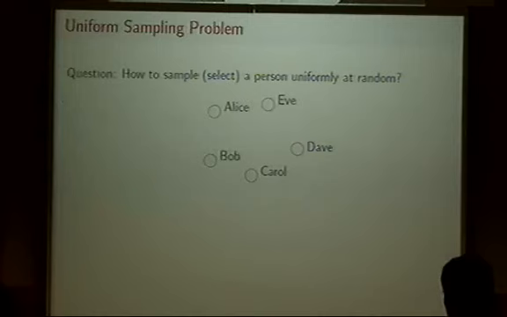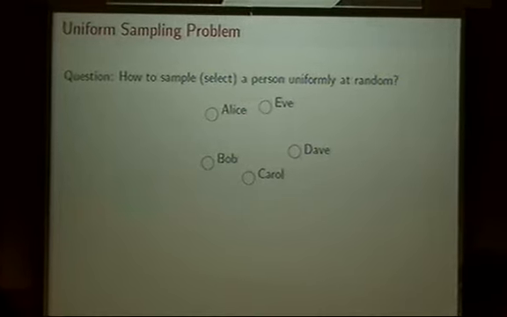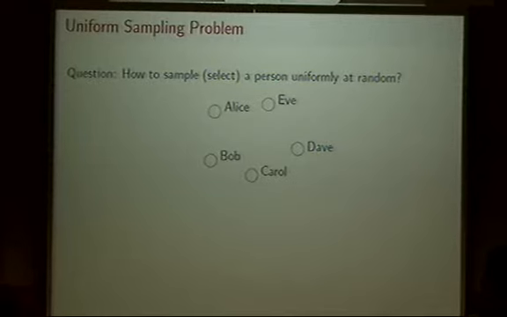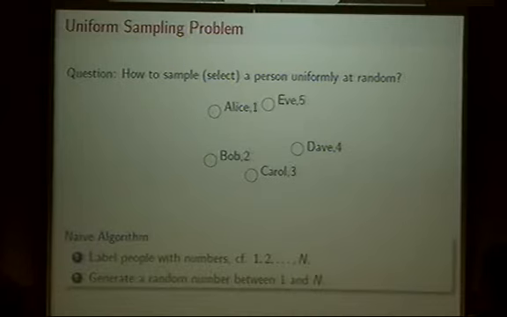I start with very simple sampling question. We have 5 people here. Sampling question is how to sample or select a person uniformly at random. This is one of such naive algorithms, very trivial and simple algorithm. First, I label people with numbers from 1 to n, and then generate a random number between 1 and n, and select that number.